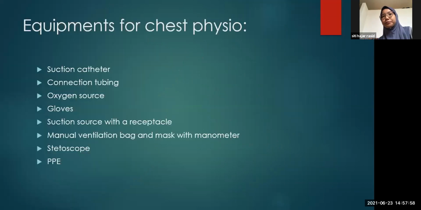Okay, next slide. What is the equipment for chest physiotherapy? There are a few pieces of equipment before we proceed with the procedure. For example, the suction catheter, connection tubing, oxygen source, gloves, suction source with receptacles, manual ventilation bag, stethoscope, and also personal protective equipment. Okay, next slide.